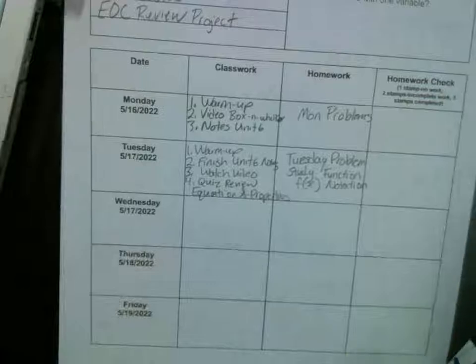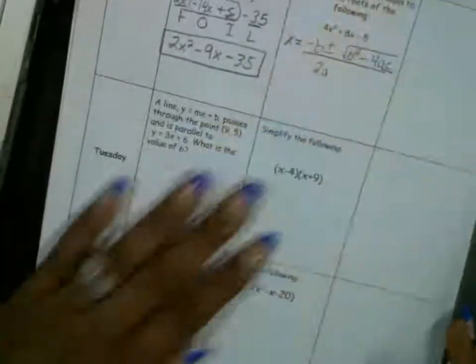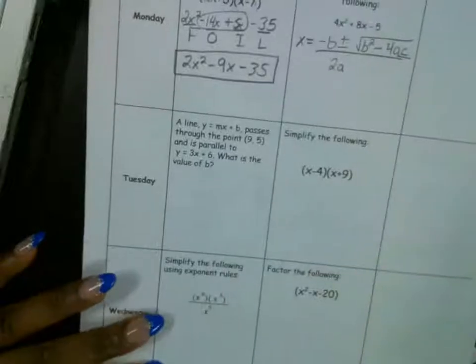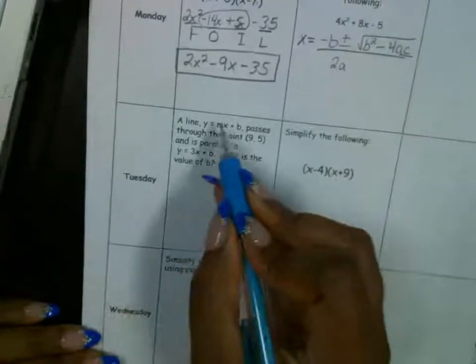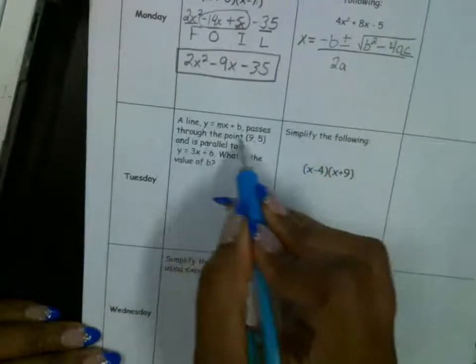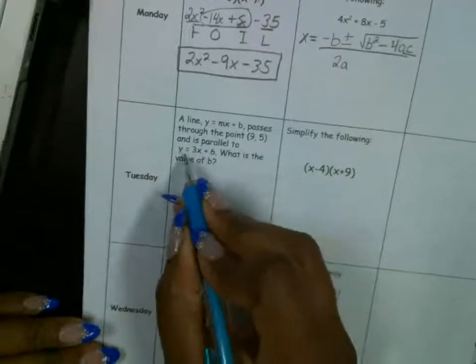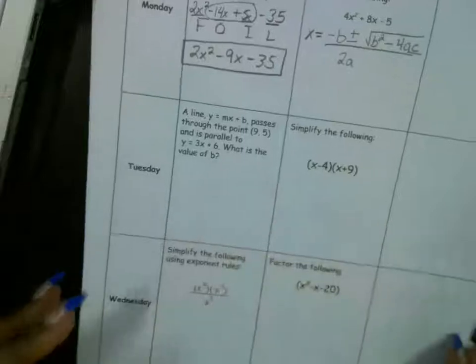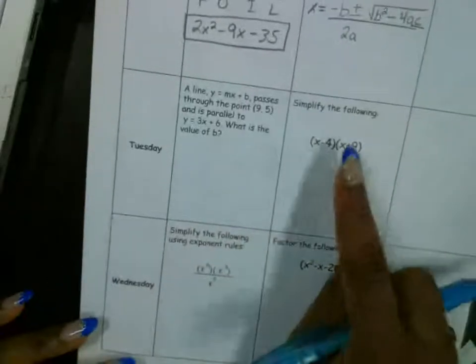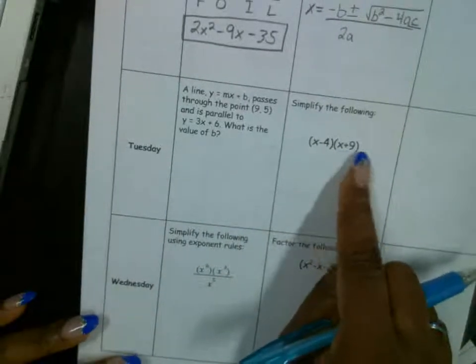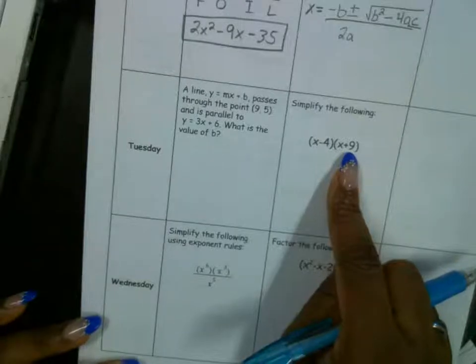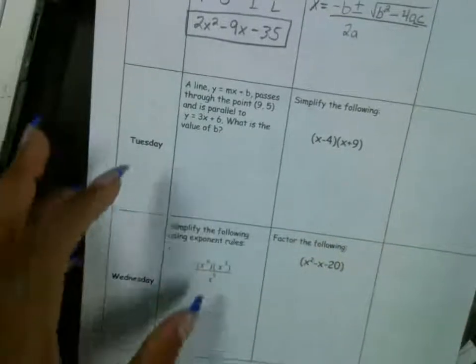All right, so let's look at it. Let's just do it. It says a line y equals mx plus b passes through this point right here, and it's parallel to this line right here. What is your b? So you have to figure out what your b is, and then you need to multiply this together, okay? I'm going to pause, give you a chance to answer those questions.